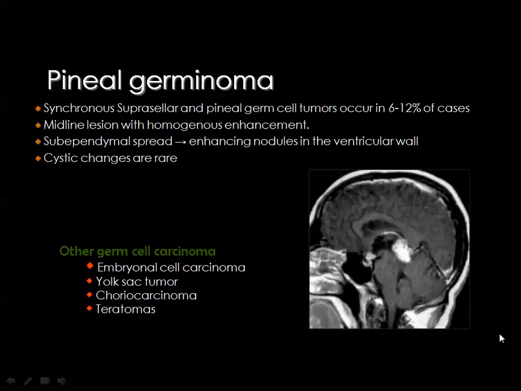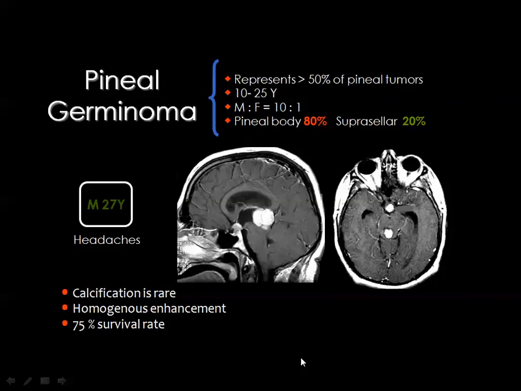For the diagnosis of pineal germinoma, from imaging, you should see another tumor in the suprasellar area, what we call the ectopic pinealoma. And if you see a mass in the pineal body region and another mass in the suprasellar area in the same patient, then you can say that this is germinoma and this is also germinoma. And this is an example.